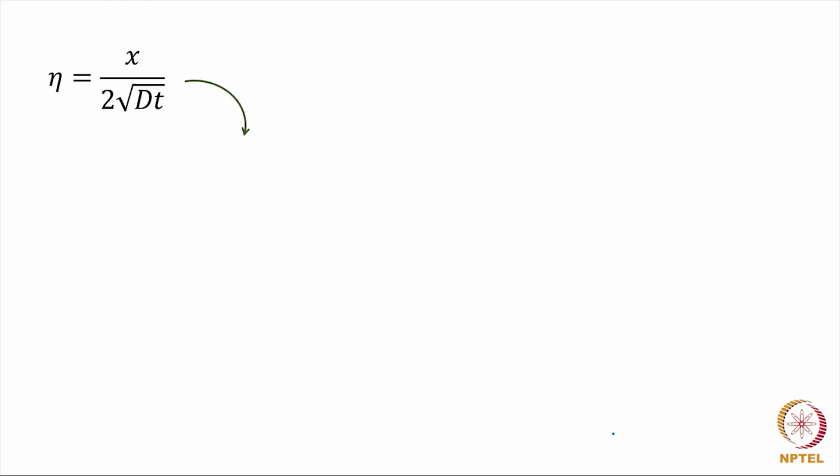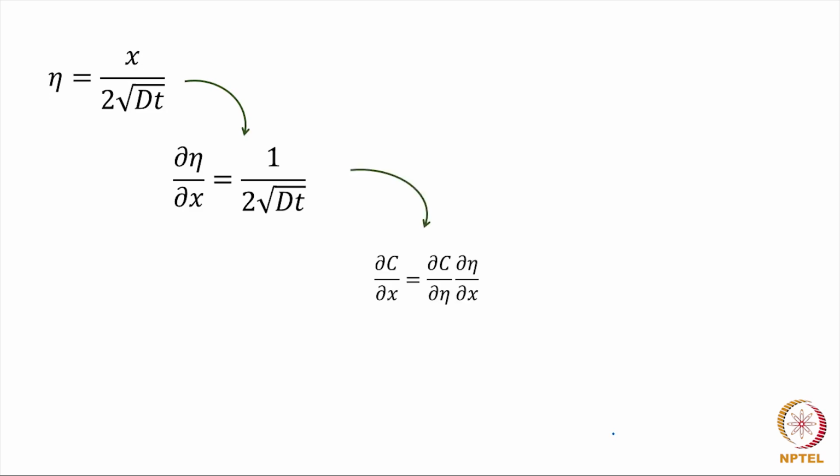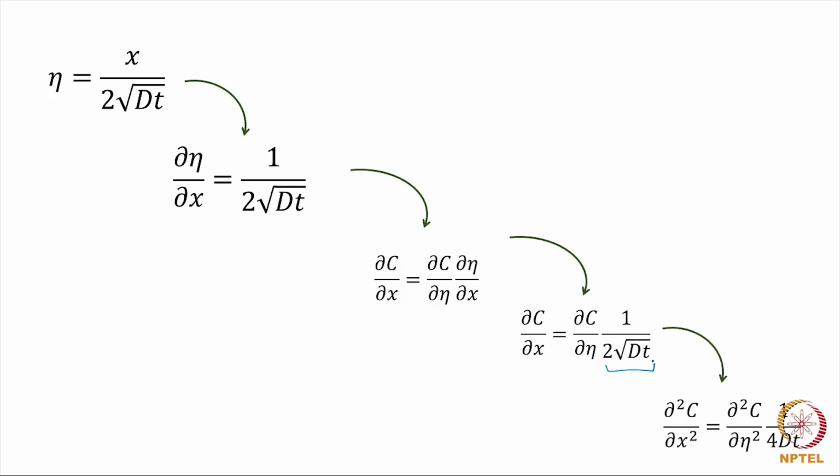So we start off with the eta, and we have to first determine what is ∂η/∂x. That comes out to be quite simple, 1 by 2 root Dt, and that means that ∂c/∂x can be written as ∂c/∂η into ∂η/∂x, and therefore ∂c/∂x is ∂c/∂η into 1 by 2 root Dt. When we differentiate a second time, this factor is going to come 2 times, so ∂²c/∂x² is nothing but ∂²c/∂η² into 1 by 4Dt. So we now have the right hand side of our differential equation also ready.